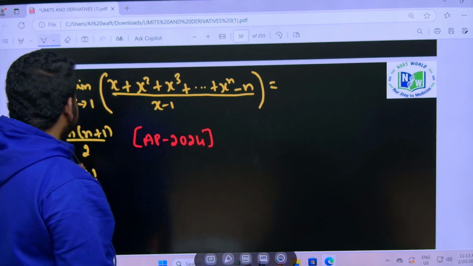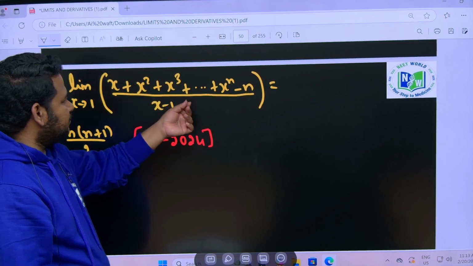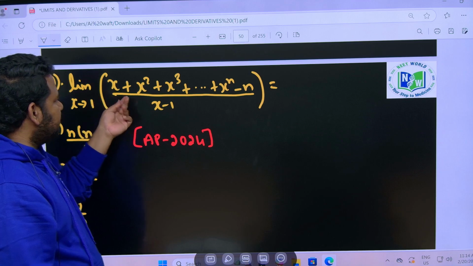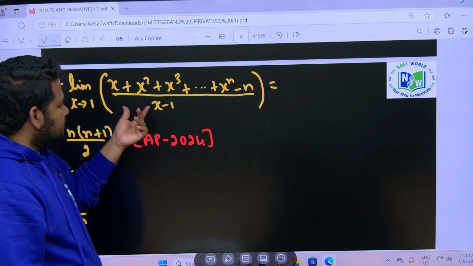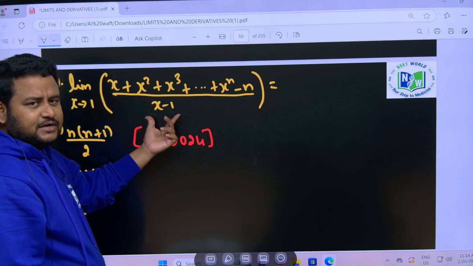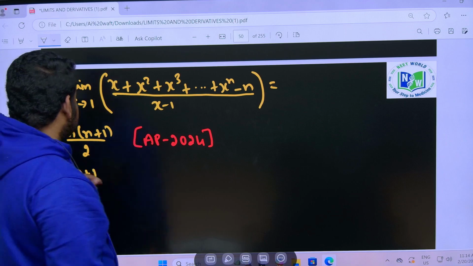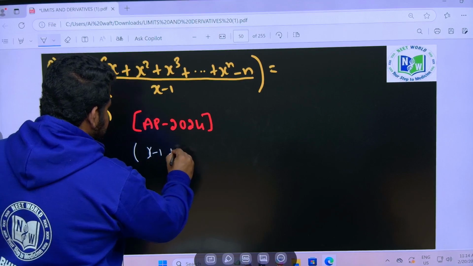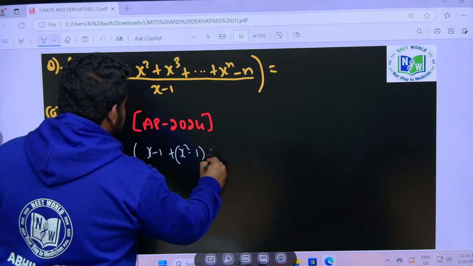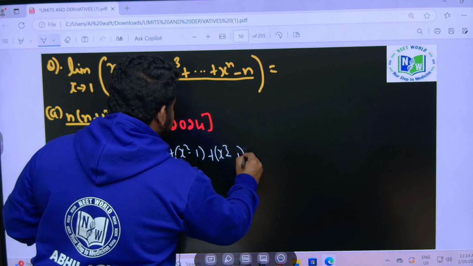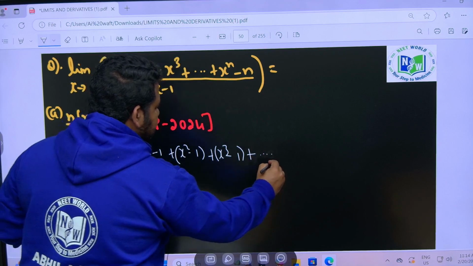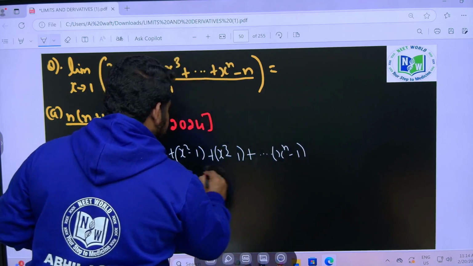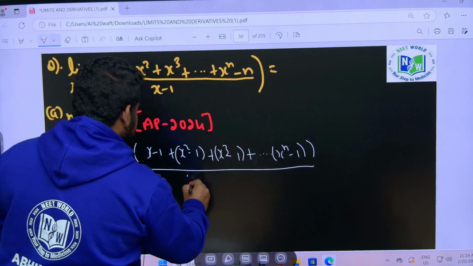Okay. So see here friends, they are given limit of x plus x square plus x cube up to x to the power of n minus n, divided by x minus 1. What is the answer they are asking? For each of them, let us subtract 1, because in the denominator we have x minus 1. So let us make it similar to that. This will become x minus 1 plus x square minus 1 plus x cube minus 1 up to x to the power of n minus 1, and this will be divided by x minus 1.